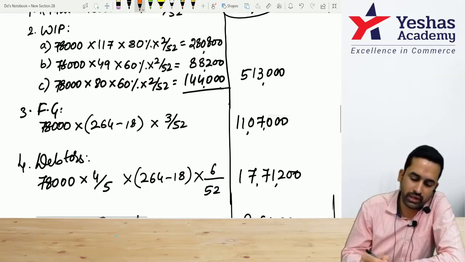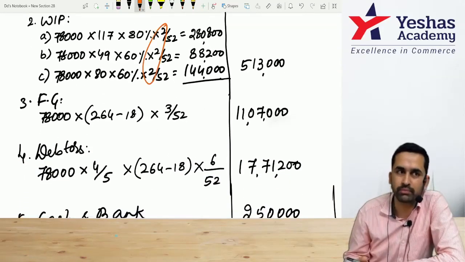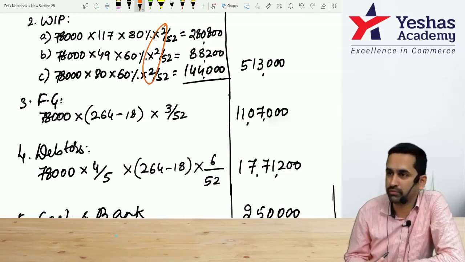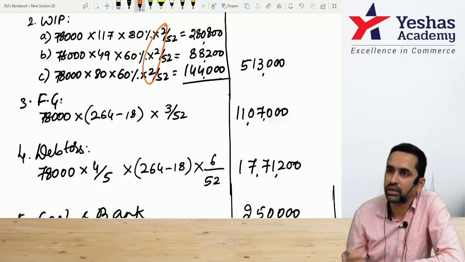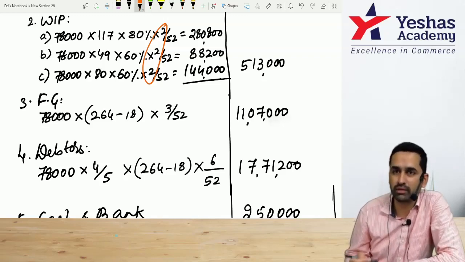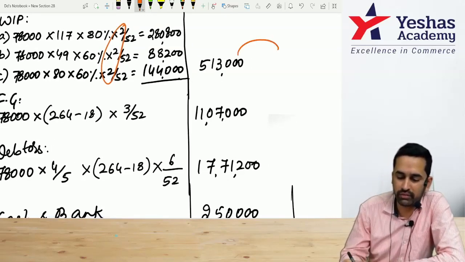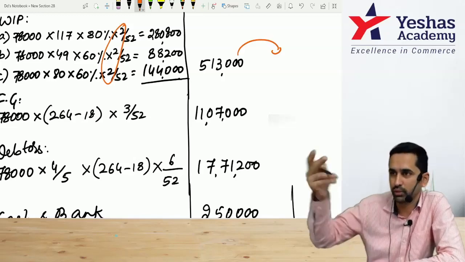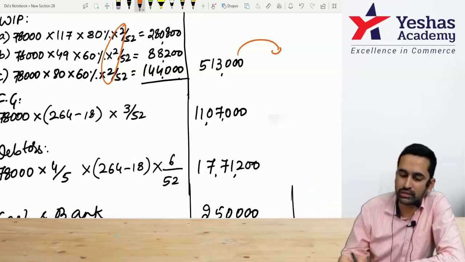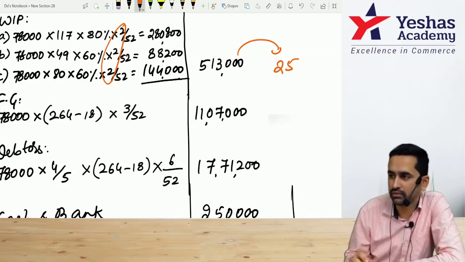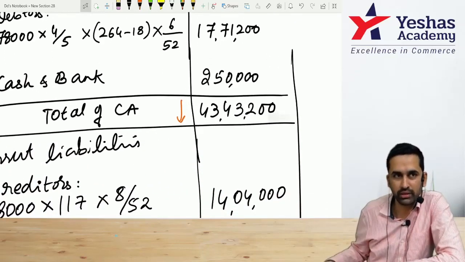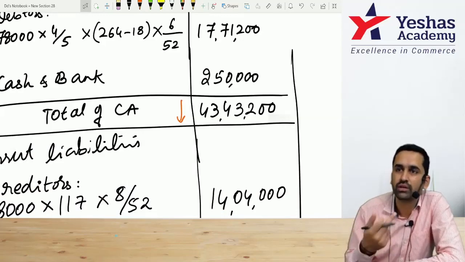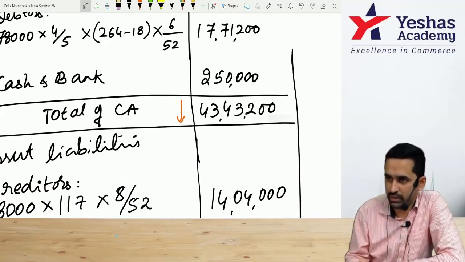Second, work in progress is taking about 2 weeks. See if you can speed up the production. All of this can be tried, not only one. If production instead of 2 weeks can happen in 1 week, don't you think 513 will come down by half? If 2 weeks comes down by 1 week, then this 513 can come down to 2.5 lakh, exactly half. Then every number will come down in total by 2.5 lakh. That much of reduction in working capital.